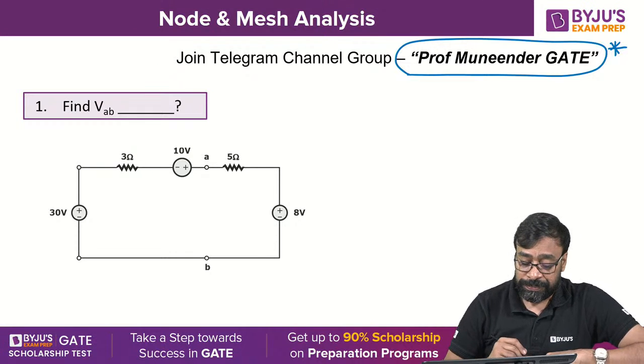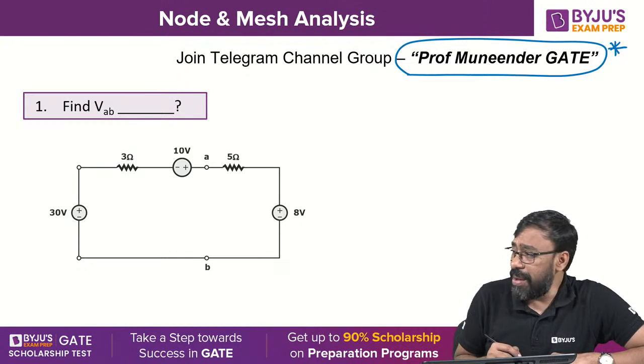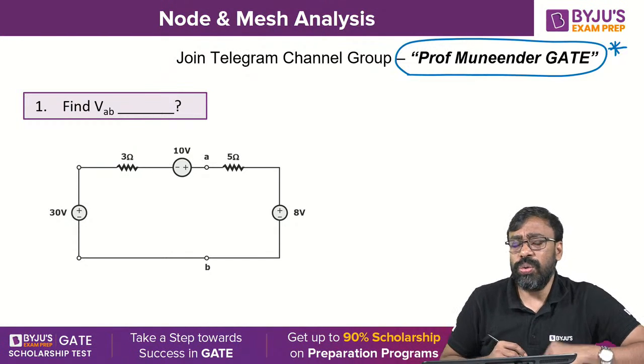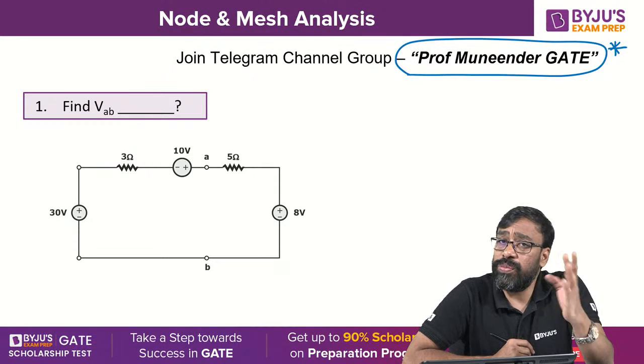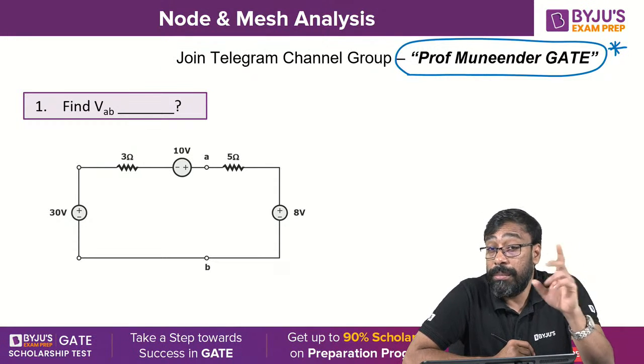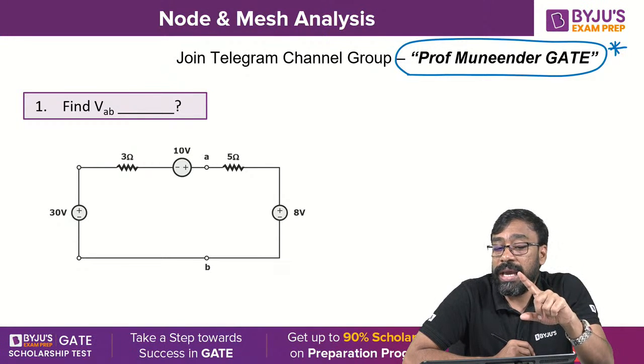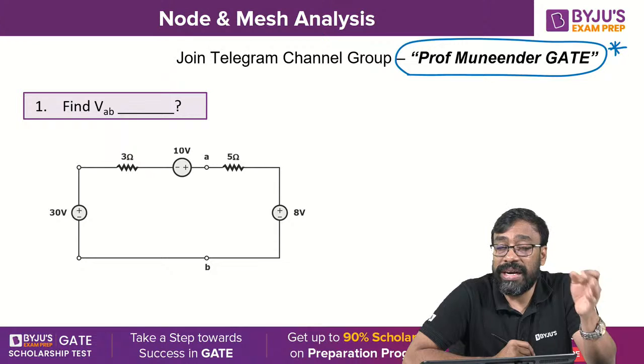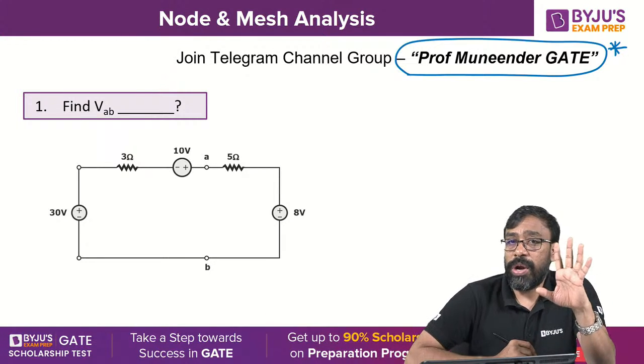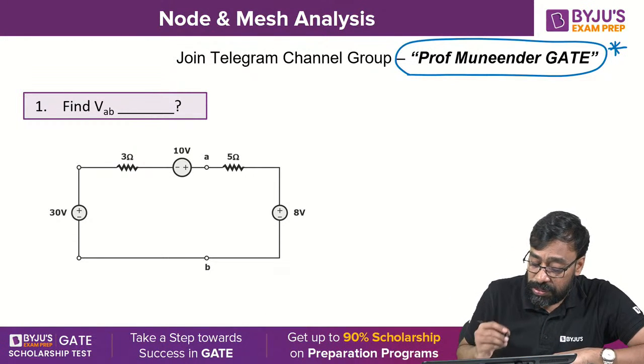Now, find VAB. We'll try to do the first 2 problems applying both mesh analysis as well as node analysis. But from the third problem onwards, by looking at the circuit, we must decide immediately whether node analysis or mesh analysis is the best method, and accordingly apply it. You got the point? Okay, let's do this now.